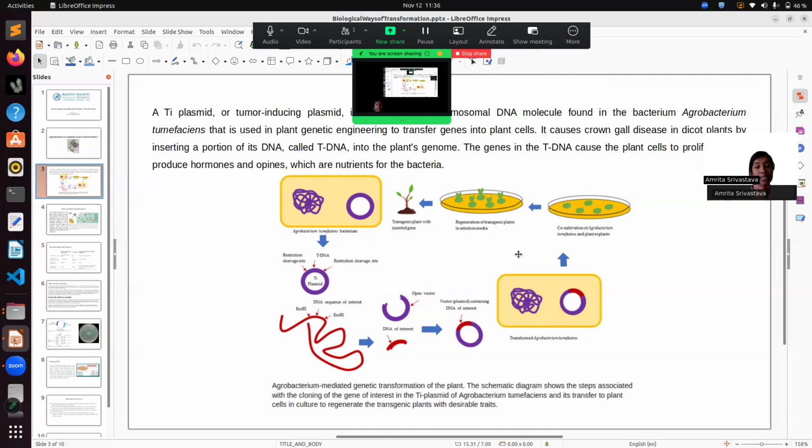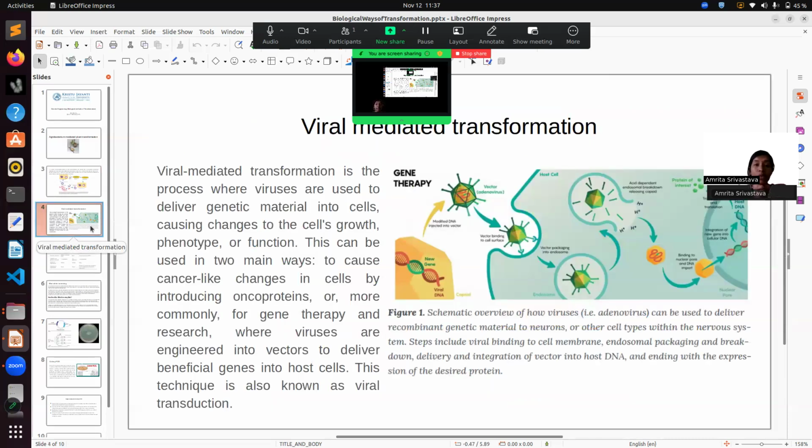And once it enters into the plant, it infects the plant. The new genetic material is taken up by the plants, and that is how the genetic transformation of the plant occurs. So this is one mechanism using Agrobacterium tumefaciens, and this is one of the commonly used methods in the labs. The second method I want to discuss is that of viral mediated transformation.